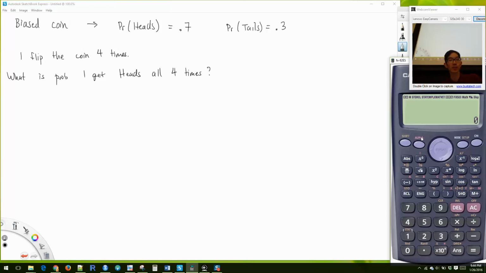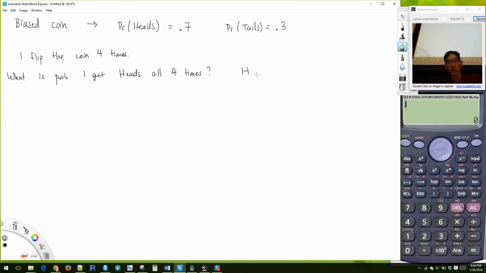Okay, so the first flip must land heads, the second flip must land heads, and the third flip, and the last flip heads, right? So this is the sequence of events that must happen, okay? And what's the probability of each of these? So the probabilities would be 0.7, 0.7, 0.7, 0.7. Each of these has 0.7.